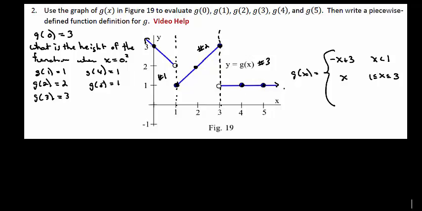And then over here, when x is strictly greater than 3, so this side, remember I'm going to go strictly greater than because this is an open circle, I want a height value of 1. That's it. That's all you've got to do.